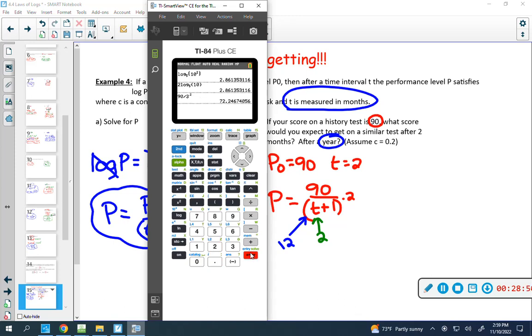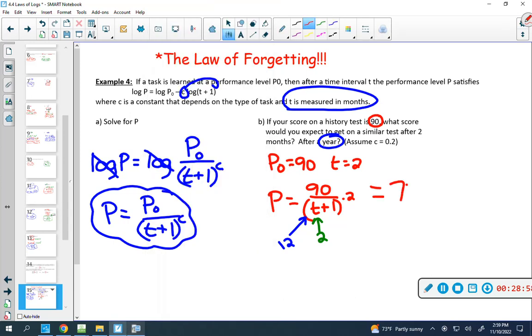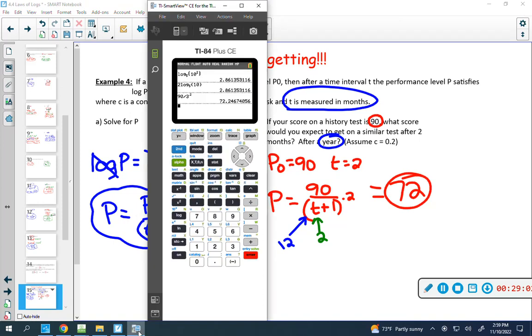Well, 90, the original score, is a whole number. I'm going to round this to a whole number. So, 72. Not great. Not awful. Then I'm going to put the 12 in. Let's see after a year how we do. This one scares me. If I put 12 in there, a little mental math, 12 plus 1, 13. And then 0.2 still for the exponent. Oh man, that's really super depressing.